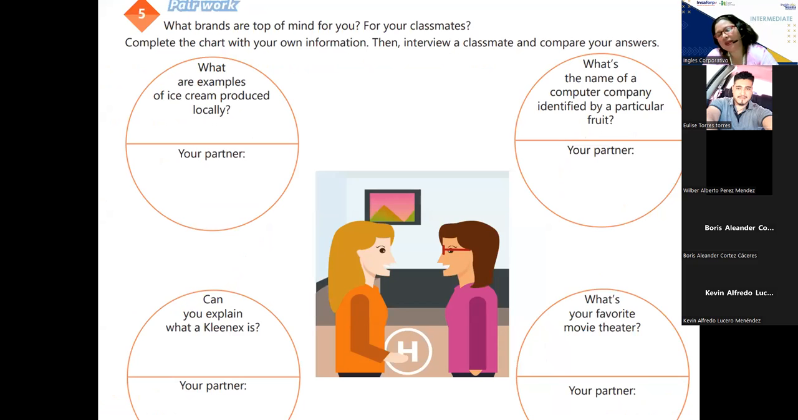Okay, this is the activity. You are going to interview a classmate, okay? And you are going to take note about the brands that are top of mind. And you will complete the chart with your own information and with a partner's information, okay? For example, you are going to ask the question and you will think about a product. The first one that comes to your mind, then you're going to write it right here. And then you ask the question to a partner and then your partner's answer will be in this blank. Okay, so with this one and the same with this one and the same with this one. And then when we come back, you will share your results. So please take note, okay? No solo vamos a ir a platicar, vamos a ir a tomar notas, hacer este esquema, okay? Bien.